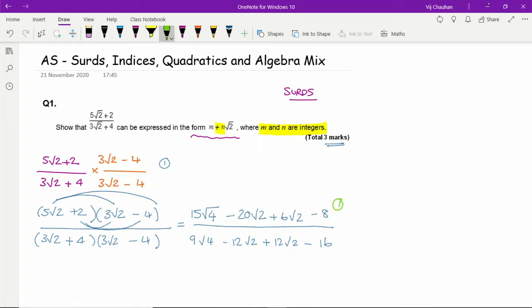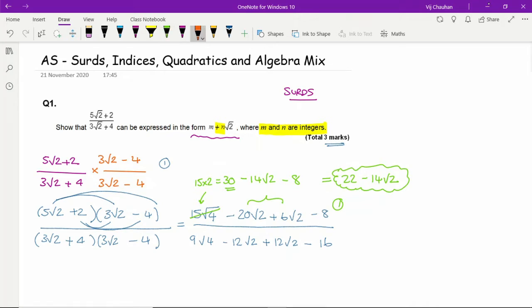What we now need to do is simplify where we can. So this bit here is 15 times 2, which is 30, so I can cancel that down and write that as 30. This is going to give me minus 14 root 2, and I've got minus 8. So looking at that numerator, that's going to be 22 minus 14 root 2, and that's my numerator.